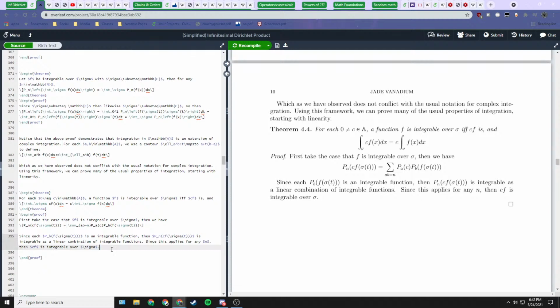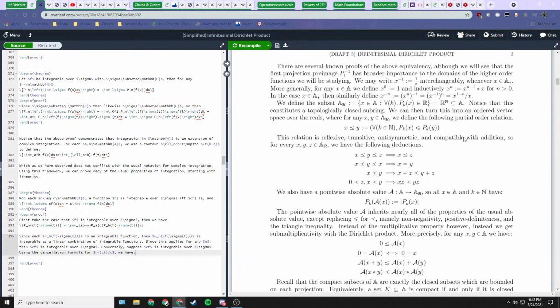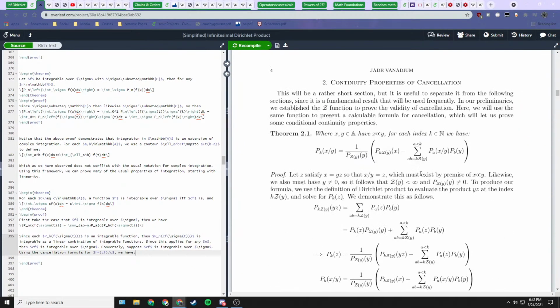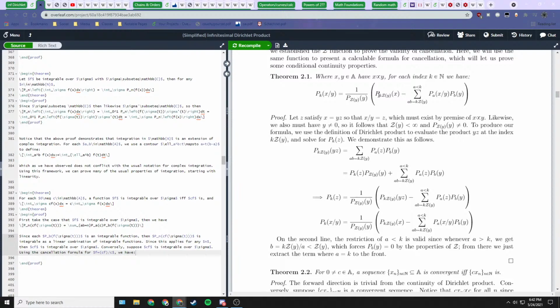So now we take the converse direction. We'll use the cancellation formula for F is C F over C. And we'll just pull that from where it is, right here. This is our cancellation formula.